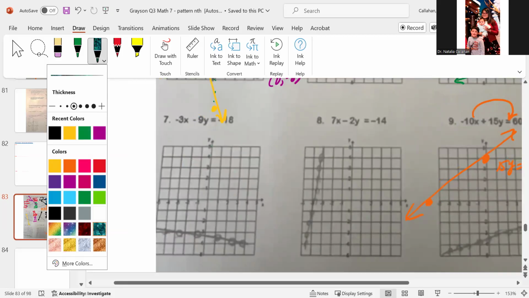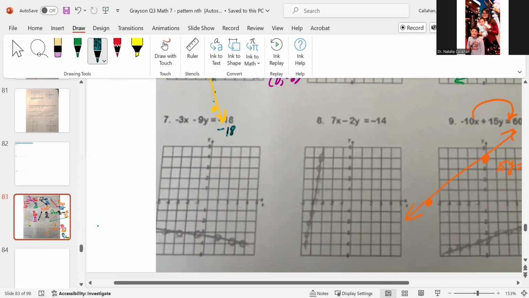Is that a negative 18 right here? Is that what it is? Is that negative 18 for number 7? Yeah, that's it. Okay, good. I just want to check. All right, so let's find the x-intercept. What's the x-intercept? Did you do the work? The intercept is 6. 0? 6, 0. Yeah, you need to mark that and label it.